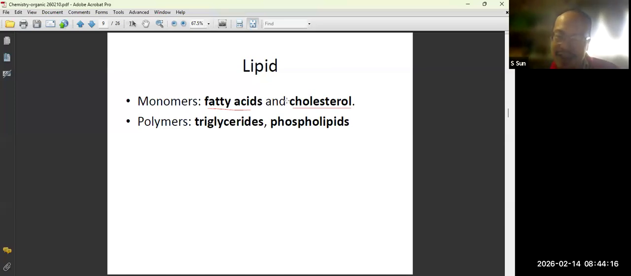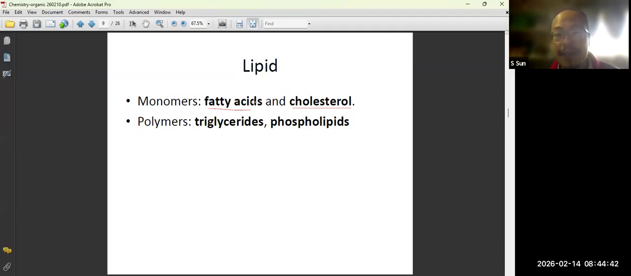So basically the fluid has lipid fluid and water fluid, and these two cannot mix. But these two have different chemical structures. They are the monomer. When they form polymer, cholesterol does not really form polymer. Only fatty acids form polymer.